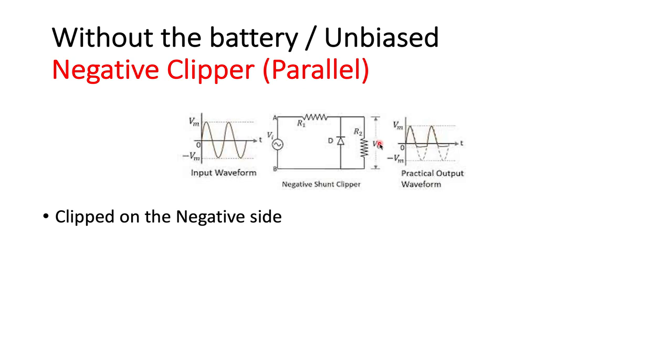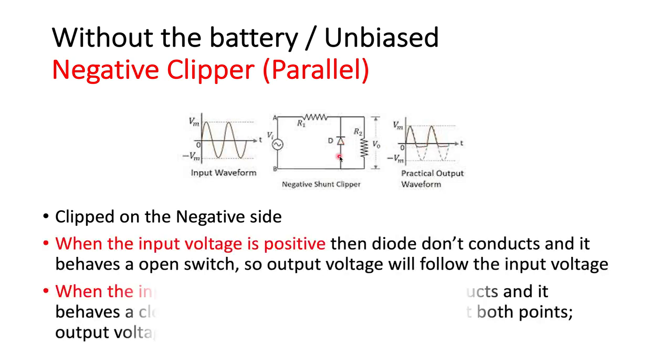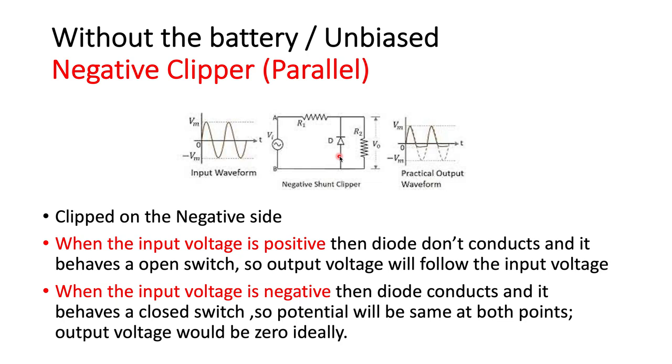Ideally it will be 0, but in the practical case there is some voltage across this diode, and that will be reflected in this case. If it is ideal, it will be 0, or it will be the energy gap, that 0.7 something, that will be shown here. When the input voltage is positive, the diode does not conduct and it behaves as an open switch, so the output voltage will follow the input voltage. When the input voltage is negative, the diode conducts and it behaves as a closed switch, so the potential will be the same at both points, and the output voltage would be zero ideally. This is the negative clipper parallel without the battery.